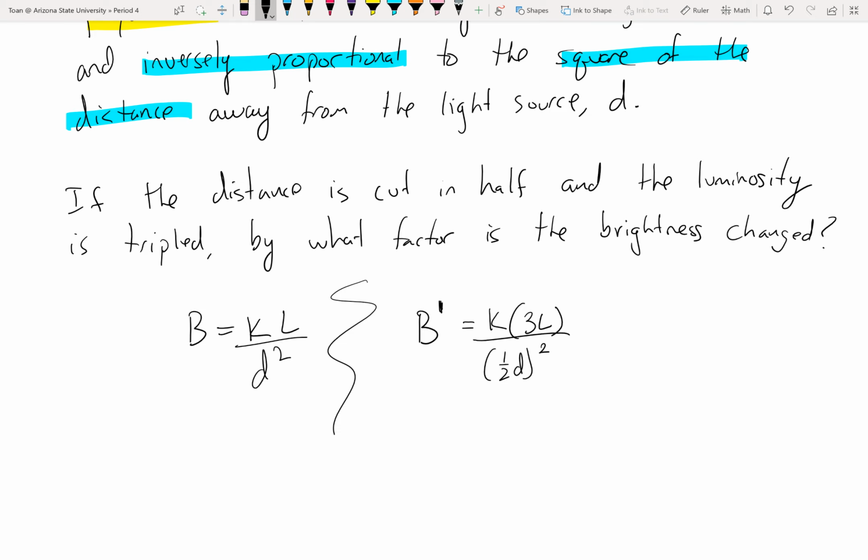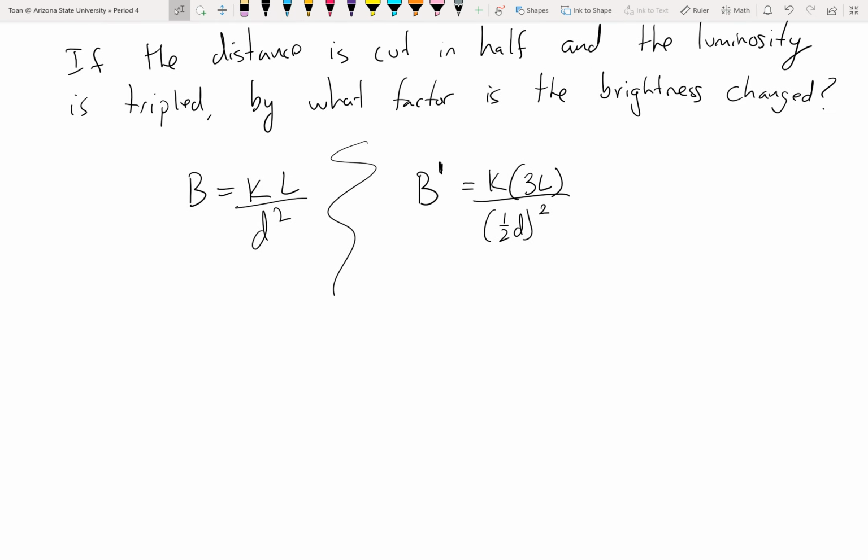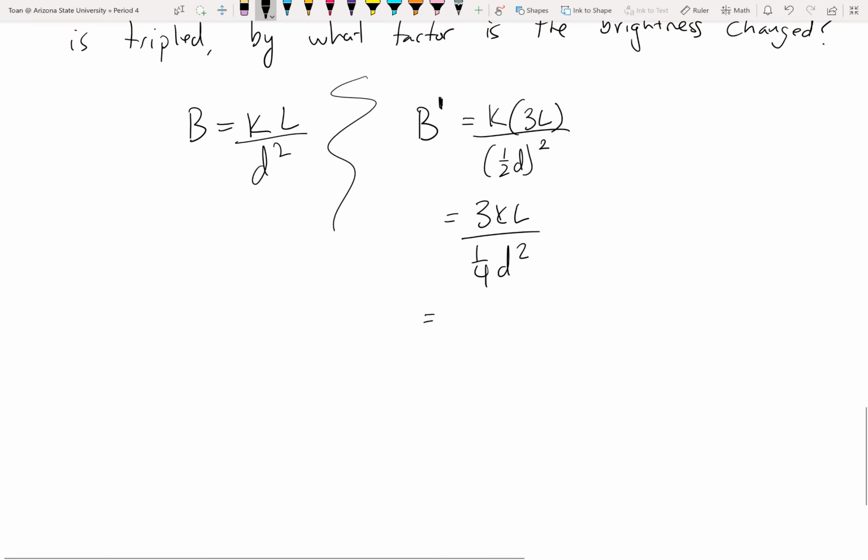Then just do math. Simplify. Good old algebra, good old order of operations. So in the numerator, it's 3KL. In the denominator, I hope we know that (1/2 D) squared is 1/4 D squared. And your middle school teacher, heck, I told you guys this like last week: arithmetically, dividing by a fraction is equivalent to multiplying by its reciprocal. So here we have a 1/4 in the denominator. Instead of dividing by 1/4, I'm going to multiply by 4.